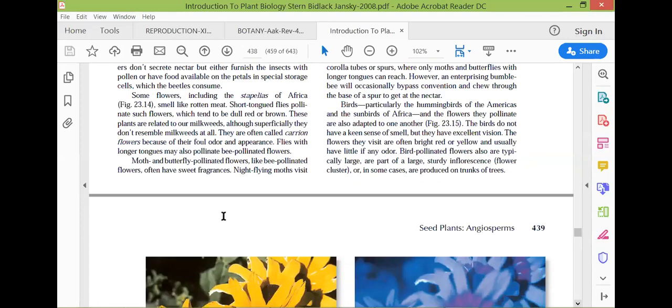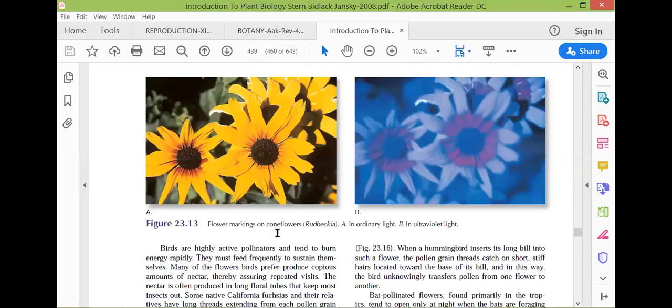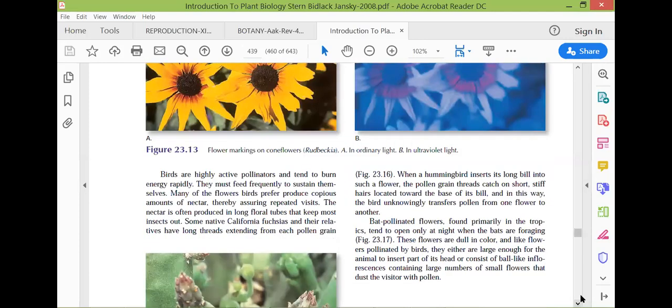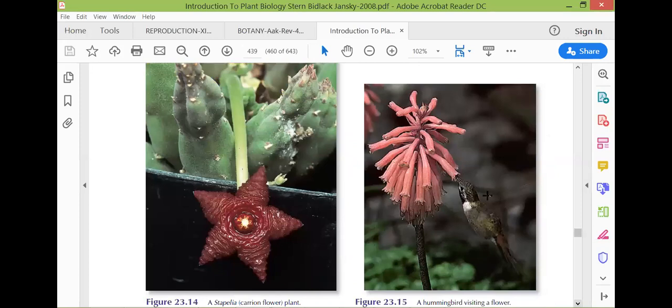So this is the concept, as he was telling, of flower markings on cone flowers in ordinary light, and this is in ultraviolet light. Suppose bees, as our Abhishek was telling, if bees see below violet light, then how are they still searching for the yellow? By these markings. These markings are violet. So they are able to still go to a yellow flower, irrespective of the fact that they see blue. I am trying to discuss what you told me. I'll analyze the answer.